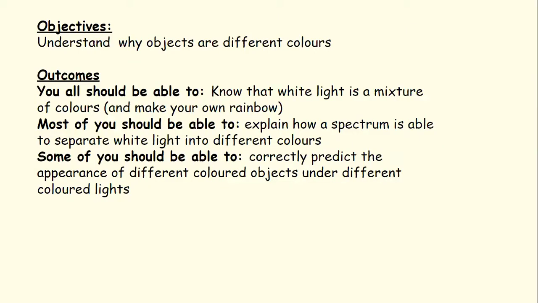Now, by the end of this session, you're going to understand why objects are different colours, and it's not just because we paint them. You're going to know that light or white light is a mixture of colours, and you're going to have a go at making your own rainbow. You're going to be able to explain how you can separate white light out into the spectrum of colours that we can see. And some of you are going to be able to have a go at predicting the appearance of different objects or different coloured objects and different coloured lights.